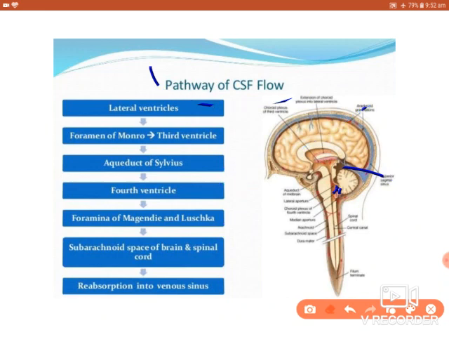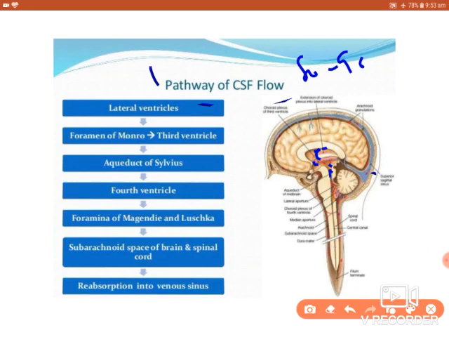So the majority of the cerebrospinal fluid, some 80 to 90%, is forming in this lateral ventricle. From this lateral ventricle, the CSF is flowing to this third ventricle through the interventricular foramen of Monro. From the third ventricle towards the fourth ventricle, the communication is through this cerebral aqueduct. From this fourth ventricle you can see it is continuing through this central canal of the spinal cord.